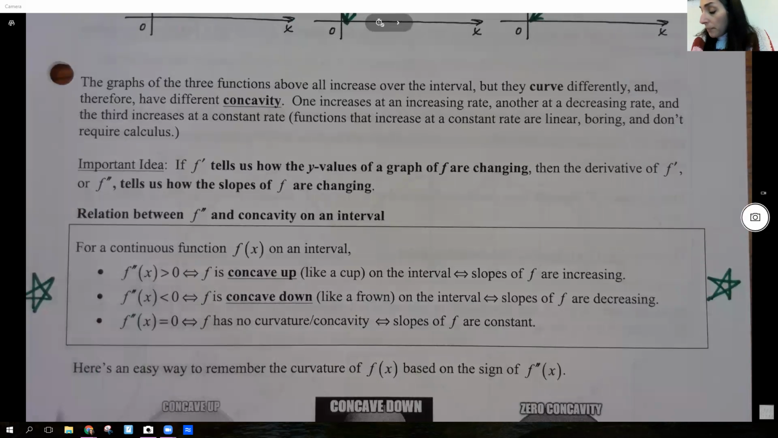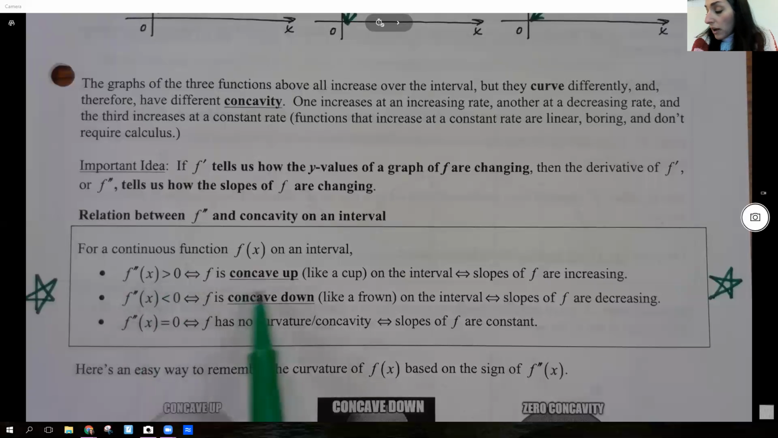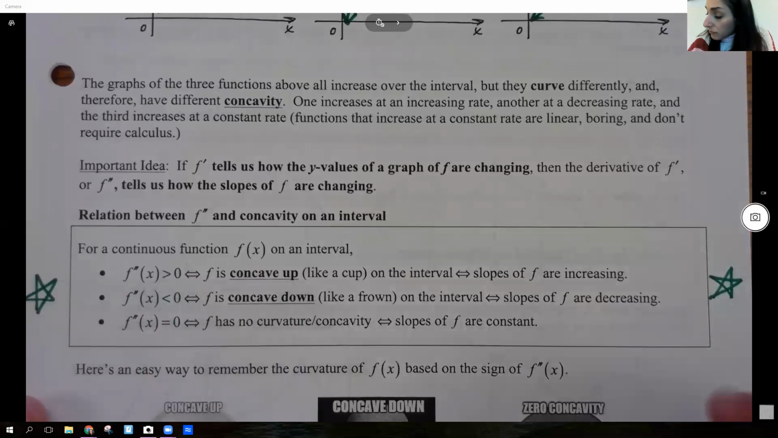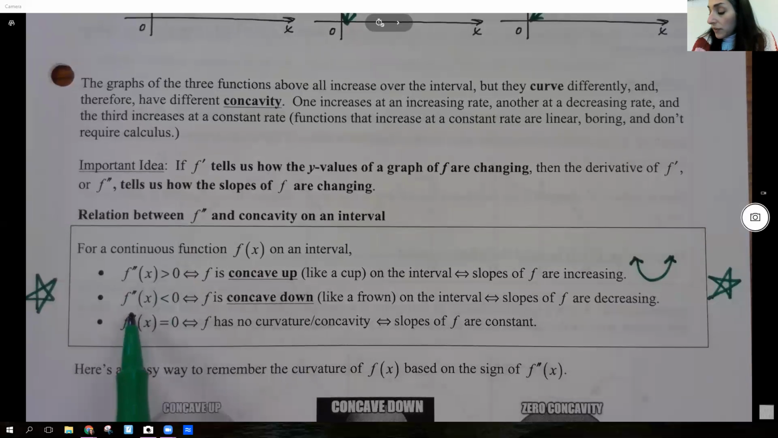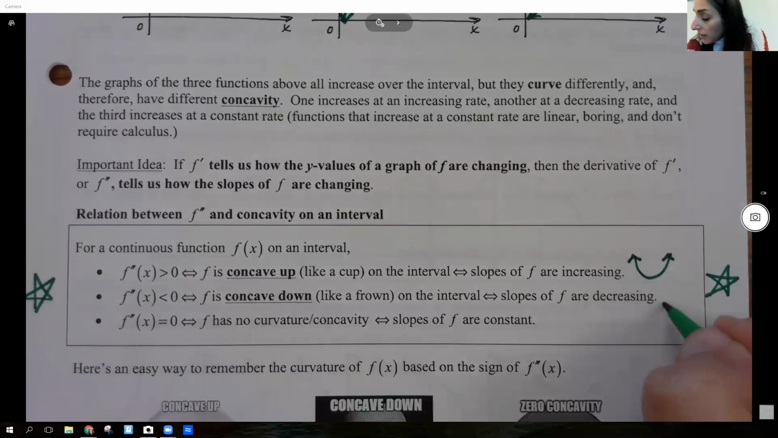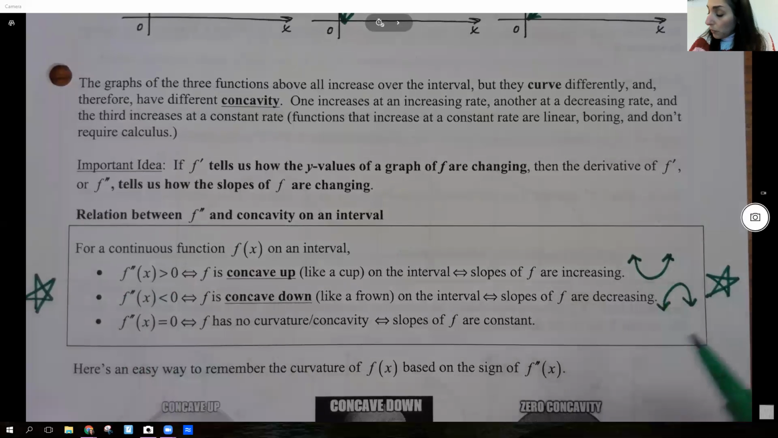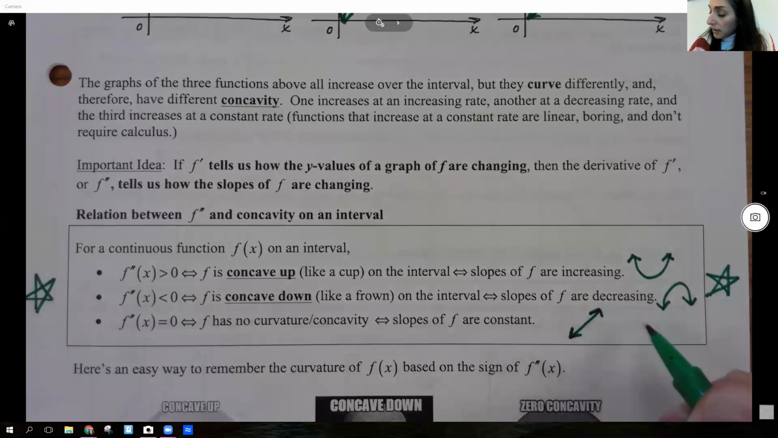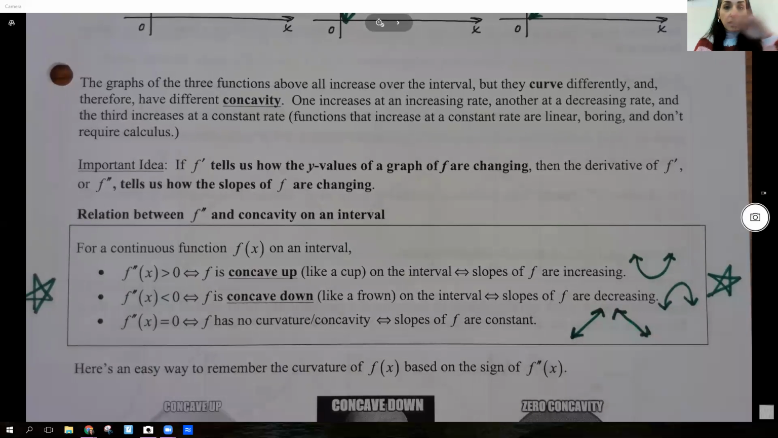So f double prime, that's the second derivative. When the second derivative is positive, you are concave up. When the second derivative is negative, you are concave down. And then if it's equal to 0, what we just talked about, it's constant. It can be a positive straight line, positive slope, or a negative slope, doesn't matter.